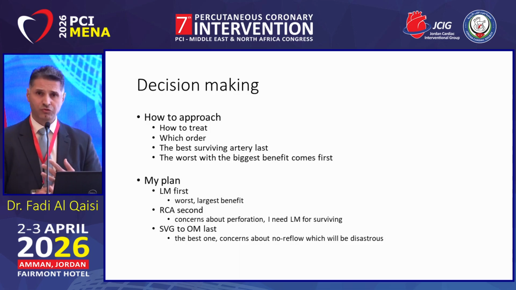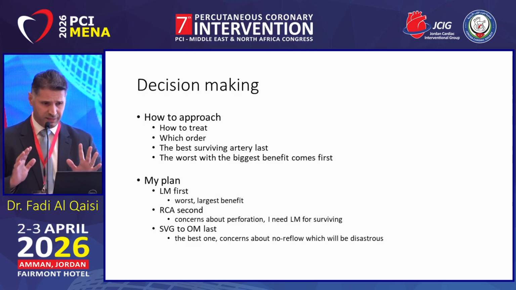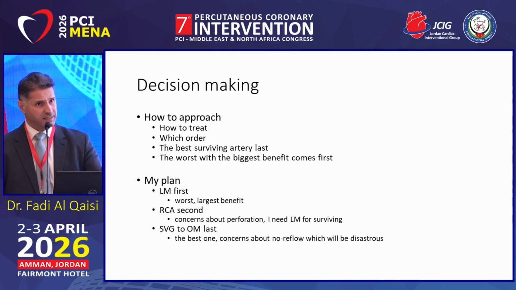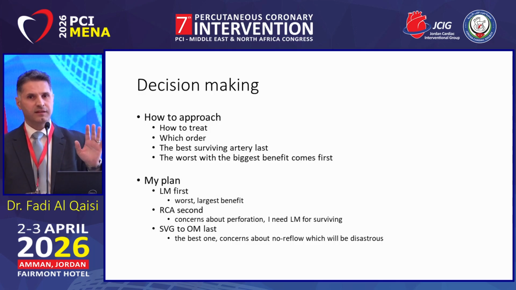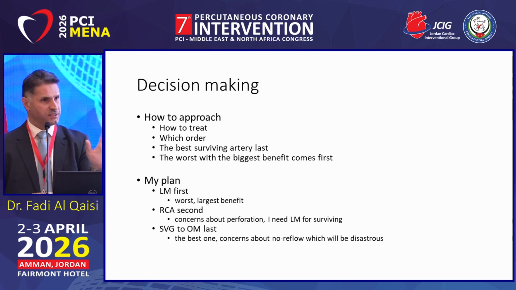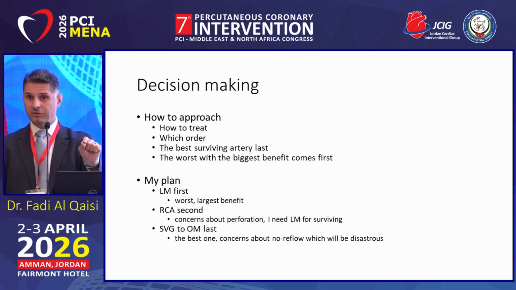We had a decision discussed with the patient, with the family. How to treat, which order, and what's the best surviving artery, and what's to do with these approaches. My approach usually with these complex cases, leave the best artery the last. And in my belief, that was the venous graft to the OM. That was the artery that was supplying the heart at that time with the highest risk of complication. If I occlude that artery, the patient is done on the table.